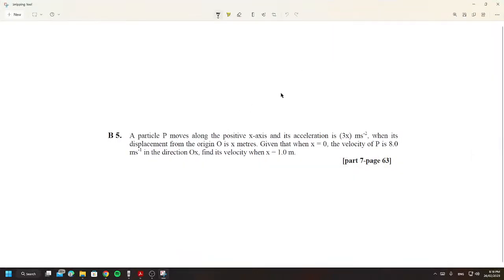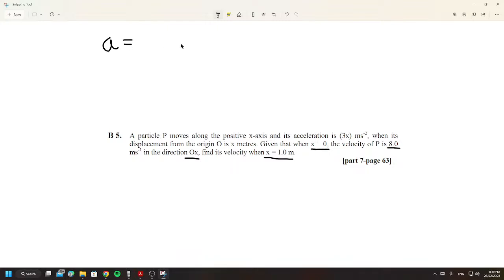So, here it's not in terms of t, here it's in terms of x, right? A particle P moves along the positive x-axis and its acceleration is 3x when its displacement from O is x meters, and given that when x is equal to 0, the velocity is 8 in the direction OX, find its velocity when x is equal to 1. Okay, so this is the right direction, so we don't have to mess around with the sign.